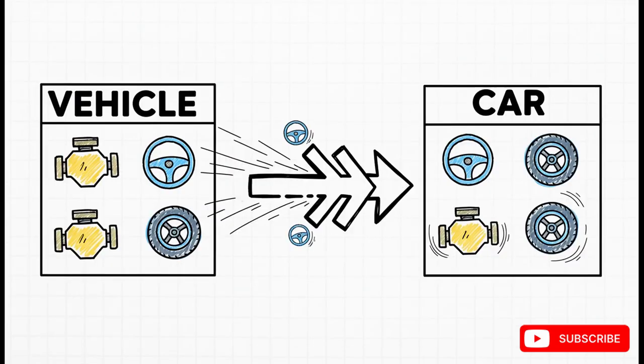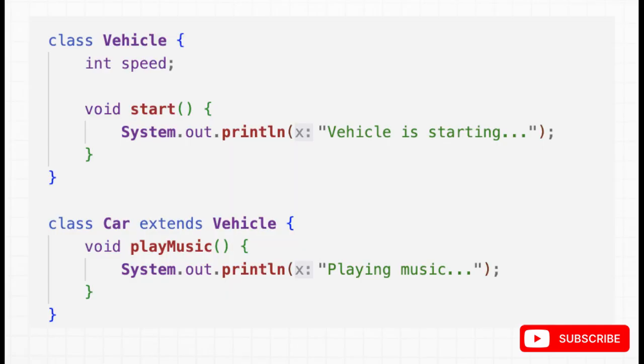Take this for example. A car, well, it's just a more specific kind of vehicle, right? So when we write class Car extends Vehicle, we're telling Java about this is-a relationship. A car is a vehicle. And boom, just like that, our Car class gets all the public stuff from Vehicle for free. We didn't have to write any extra code for it, it just happens.